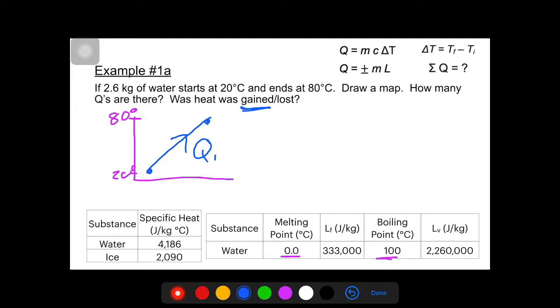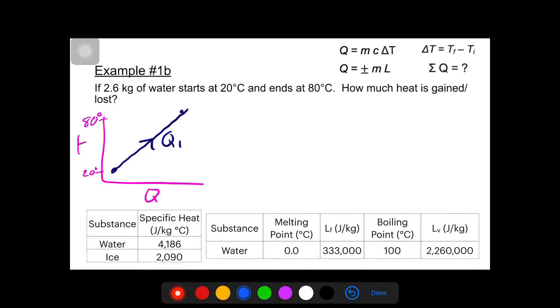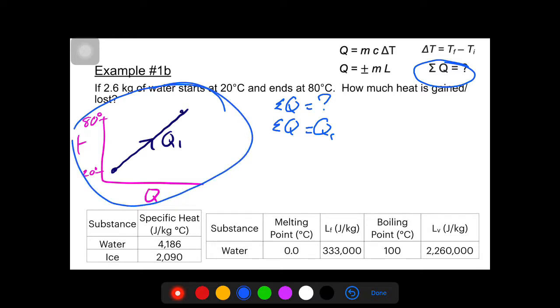Now, we're going to use that exact same information in this part. In this particular example, there was no phase change. It's just a temperature change. So when we ask how much total heat was gained or lost, we're looking for this: what's the sum of all my Qs equal to? And in order to determine the sum of all my Qs, I have to add all the Qs from my map. Now, in my example, there was only 1 Q.